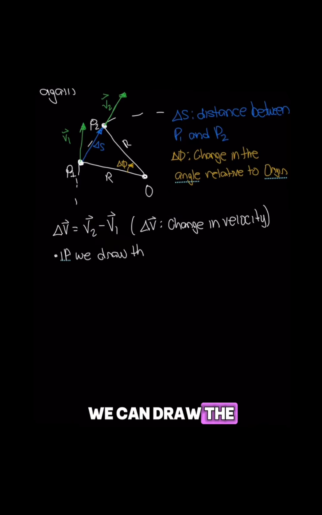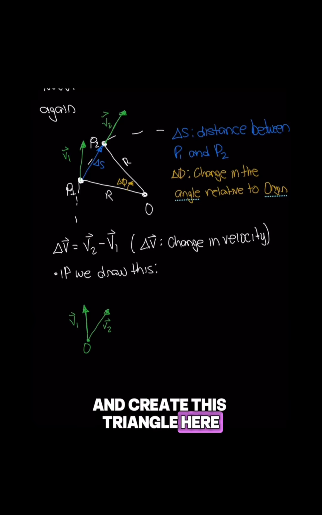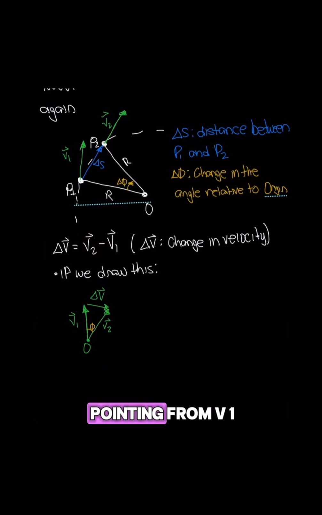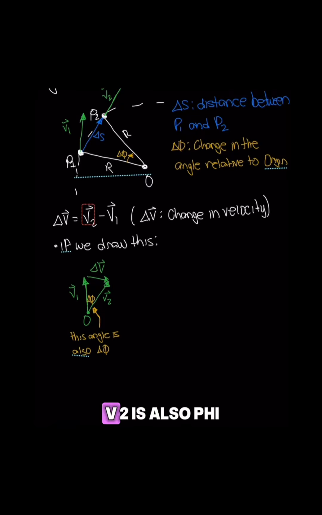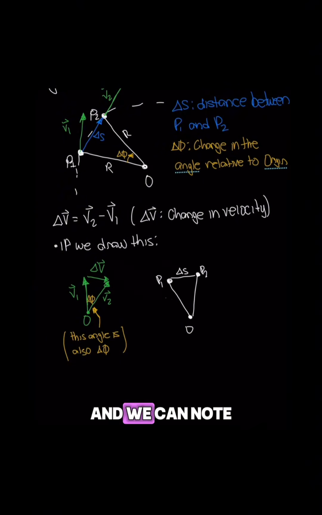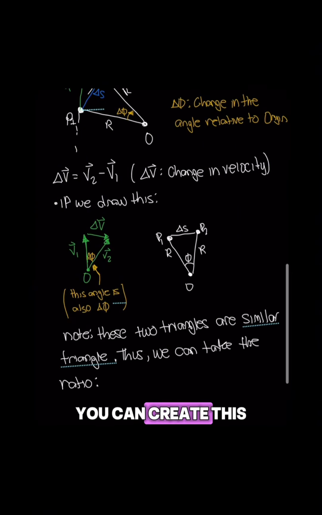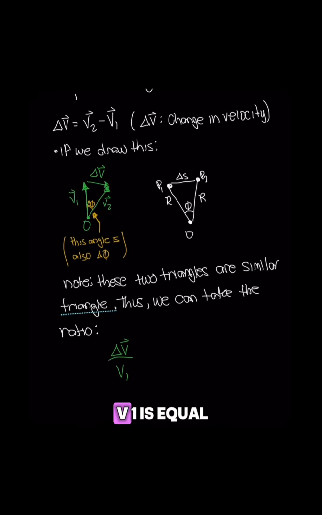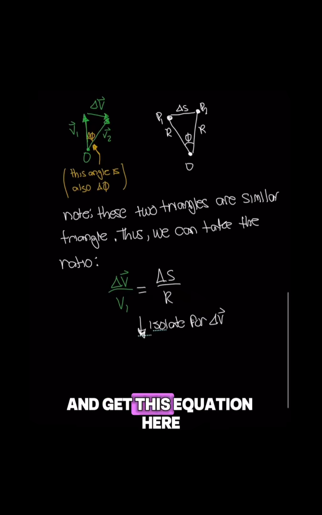We can draw the V1 and V2 vectors from the same origin and create this triangle here, and then we can draw the delta V pointing from V1 to V2. The important thing to know is that the angle between V1 and V2 is also phi, so we can relate it to the current diagram, and we can note that these two triangles are similar triangles. We can create a ratio where delta V over V1 is equal to delta S over R, and then we can isolate for the change in velocity and get this equation here.